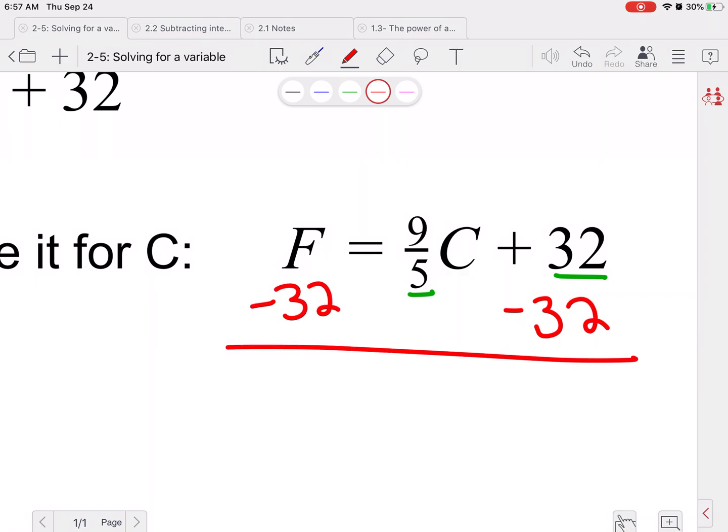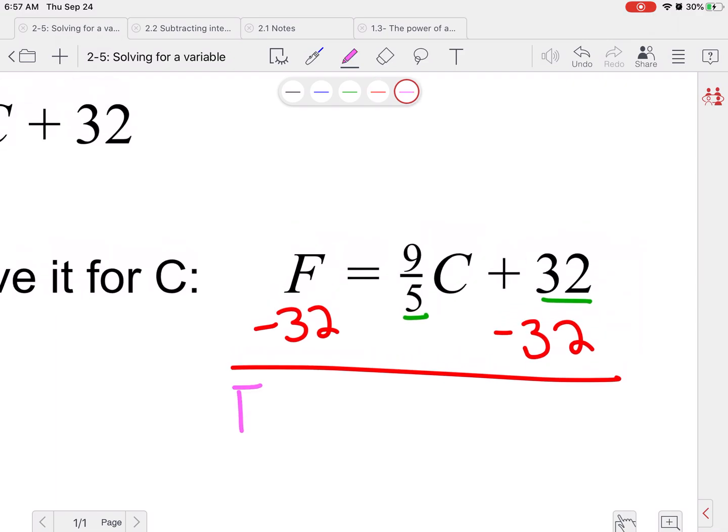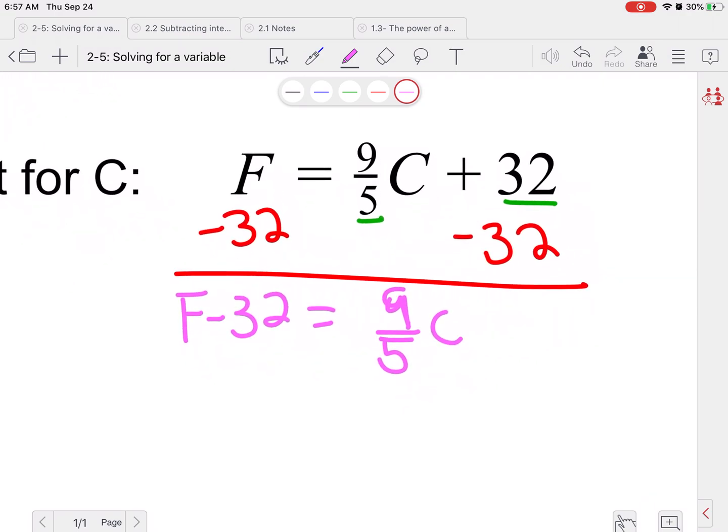Now, I can't do F minus 32. There's no numbers, right? I can't combine variables with numbers right now. So I'm literally just going to rewrite F minus 32 equals 9/5 C. Okay. And then here I would say, well, the 9/5 is stopping C from being by itself. Now, a lot of you divide by 9/5. I would highly recommend multiplying by the reciprocal in this case, so 5/9.